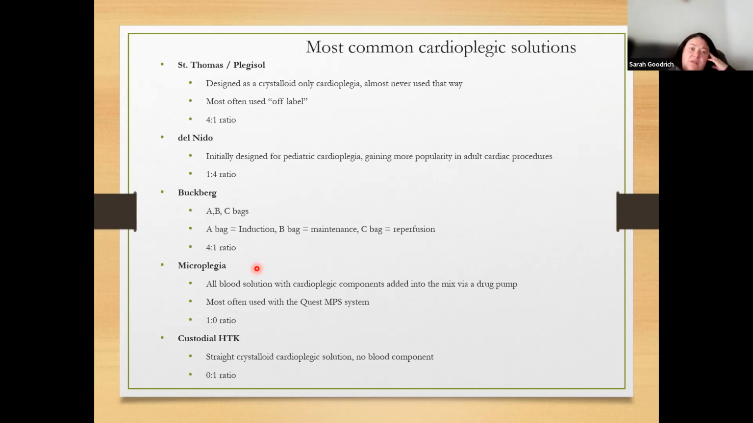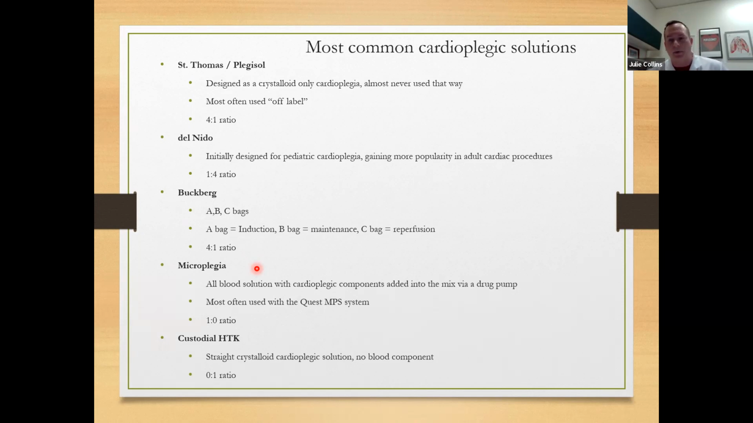It's all blood with the arresting agents in the blood. Right. So I don't know, do you guys have a Quest pump in the lab? I think at some point they will show that to you. But some of the sites you're going to go to have the Quest pump, which is essentially microplegia. Like Sarah said, it's just blood, and ultimately the components are added to the mix.